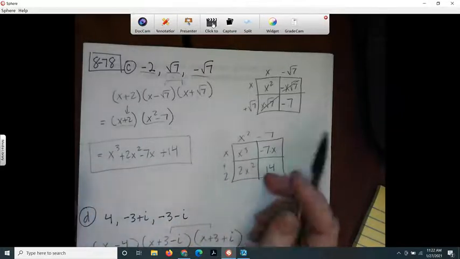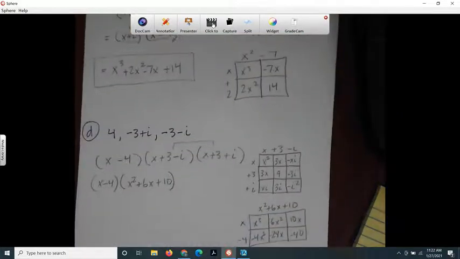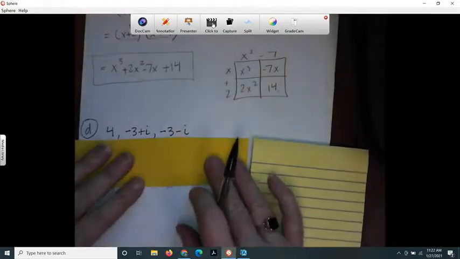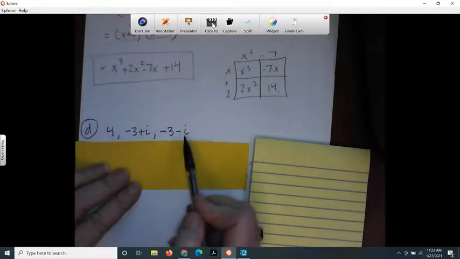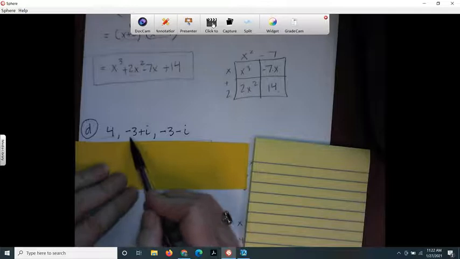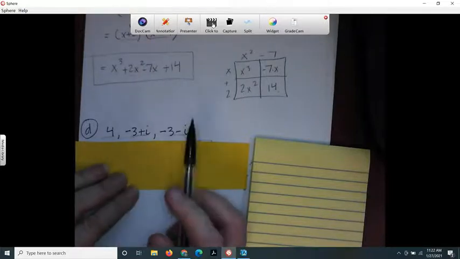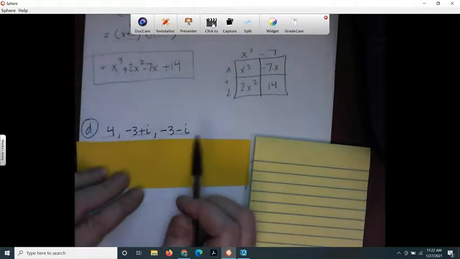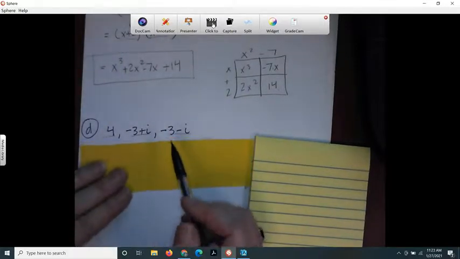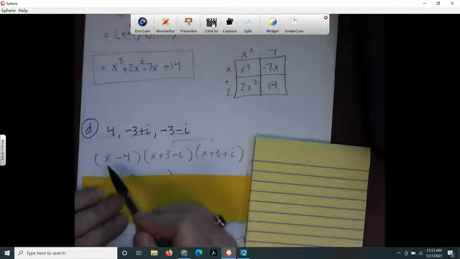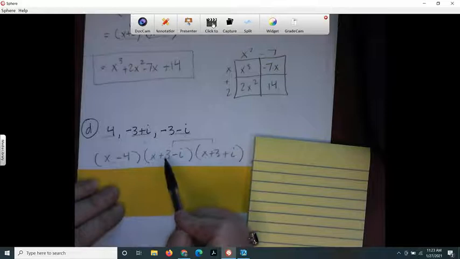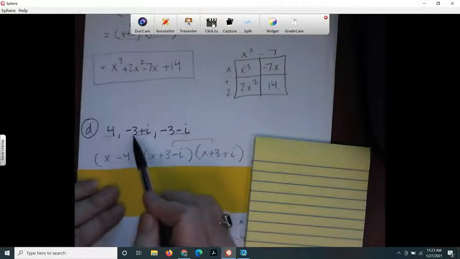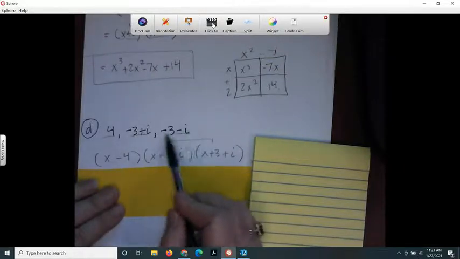Okay. And then here's letter D. Whoa, letter D. I think it's also going to be a cubic because it's got 1, 2, 3 roots. It's got 2 complex roots and a real root. So again, we just go x minus this, x minus this whole thing. That's why you see the signs changed, and x minus this whole thing.